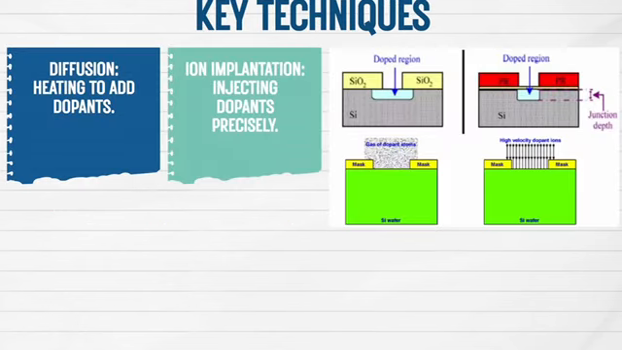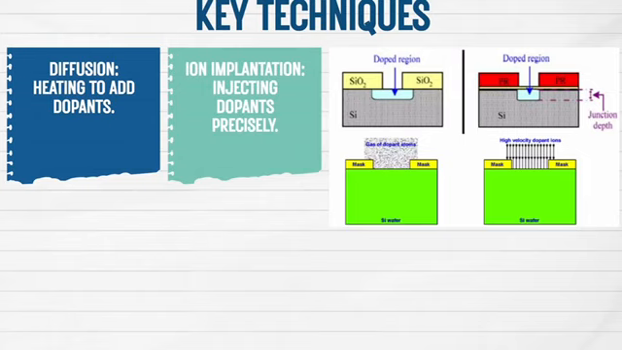For doping techniques, as you can see here, there are quite a lot, but we only chose two. The first is diffusion, meaning heating to add dopant. The process to add the dopant is by heating the material itself. The semiconductor is exposed to a dopant gas or solid source at high temperature, typically 800 to 1200 degrees Celsius. Dopant atoms diffuse into the semiconductor lattice due to a concentration gradient.